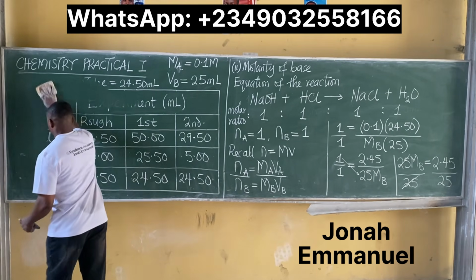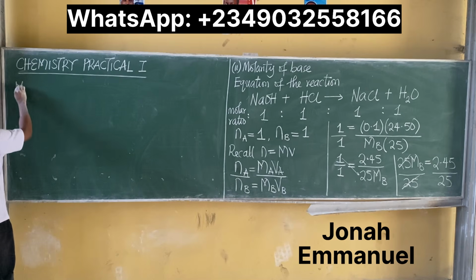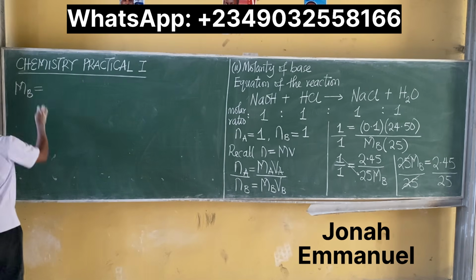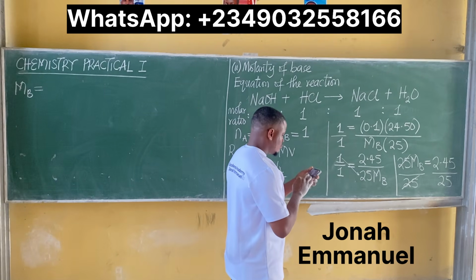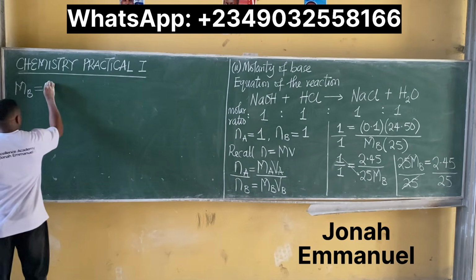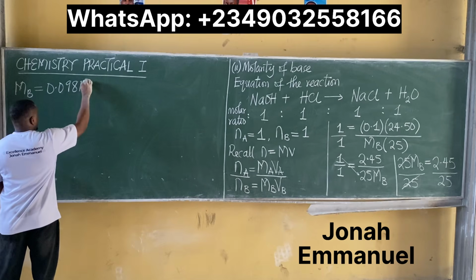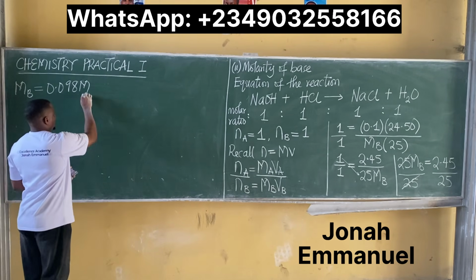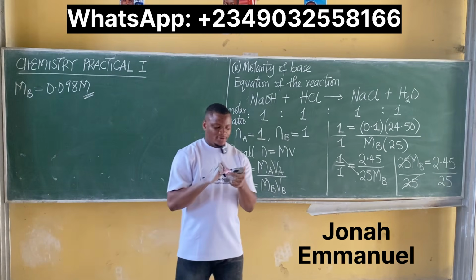Okay. So from here, we'll have that molarity of the base, M of B, is equal to 2.45 divided by 25. That's 0.098, 0.098 molar. All right. So this is the molarity of the base that you're asked to find. That is your answer.